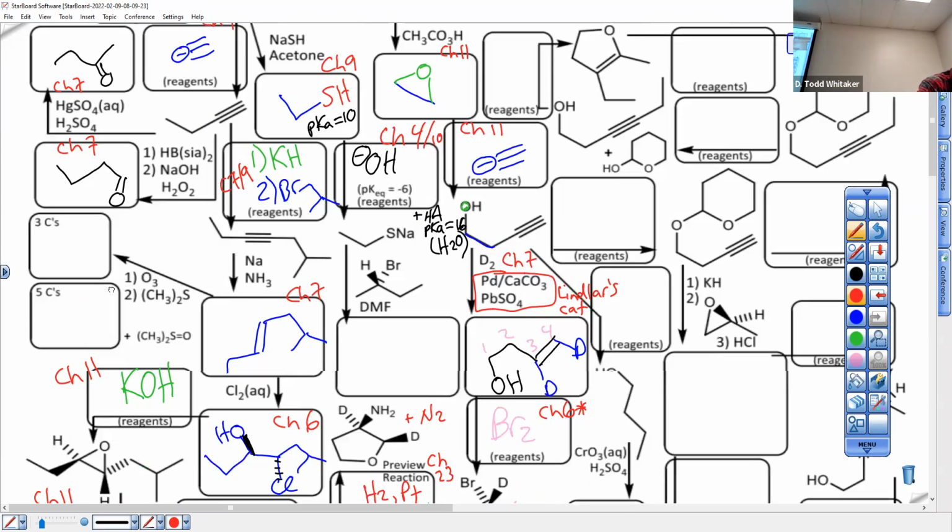What's going on here? There's a chapter 6 reaction with ozone. Remember the ozone, you do your big cut. You get a carbonyl on each side. You get a carbonyl there, and a carbonyl down here, and an ibu over here, and an ethyl here. There you go. 3 C's on top, 5 C's on the bottom.